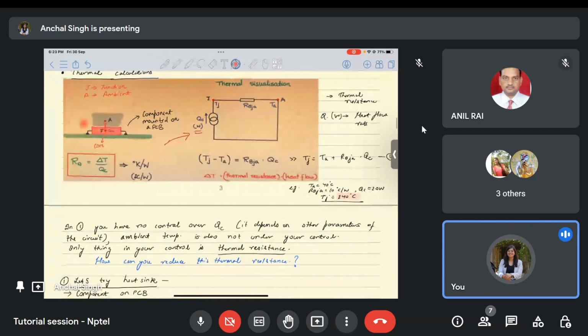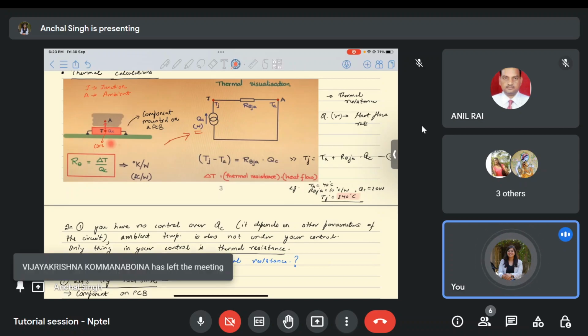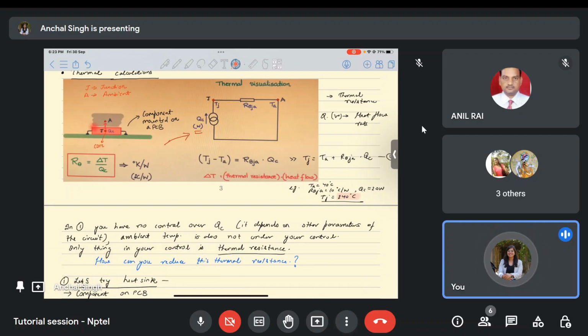Now, in this particular example, if I consider an ambient temperature of 40 degrees Celsius, a thermal resistance of 10 degrees Celsius per watt, and QC of 20 watts, then you can see that the junction temperature comes out to be around 240 degrees Celsius. This 240 degrees Celsius is very high. For any IC that you take, if you look at the data sheet, you will see that the junction temperature does not go beyond 180 degrees Celsius. At most, it will go around 200 degrees Celsius. Normally, it's from 150 to 180 degrees Celsius. So now this is 240.